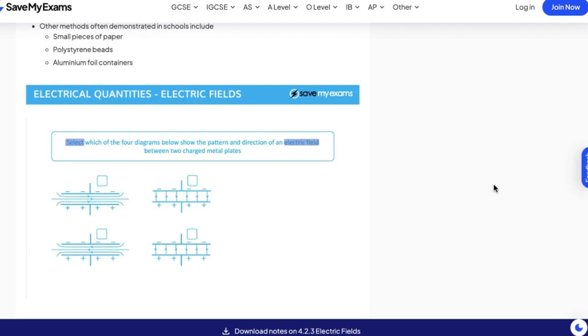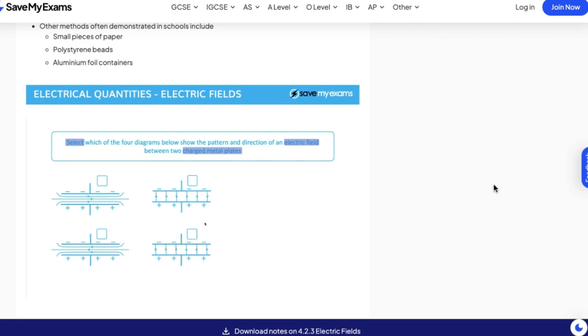Looking for an electric field. That's more important than you can think, because these are definitely not magnetic fields. They're more reminiscent of magnetic fields. So they may look familiar, but they're wrong as far as electric fields are concerned. And we're looking for the electric field between two charged metal plates. So it's one of the three we need to remember.